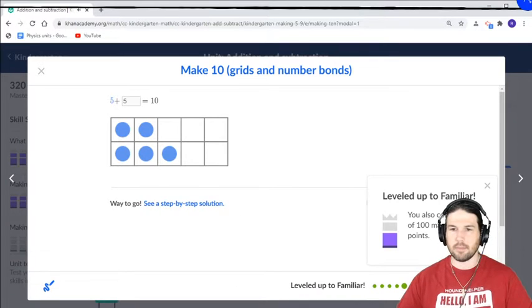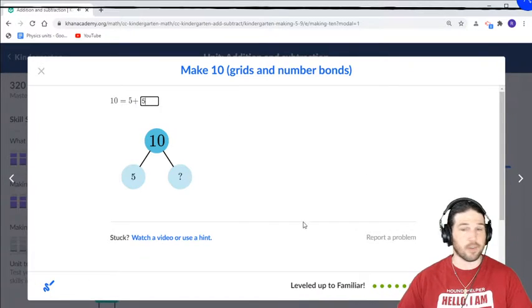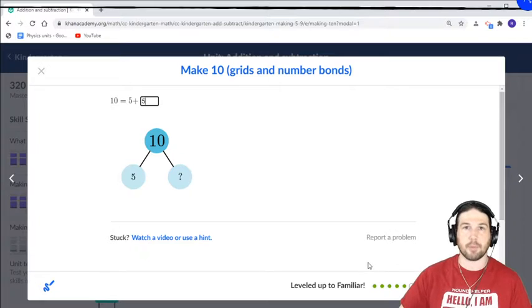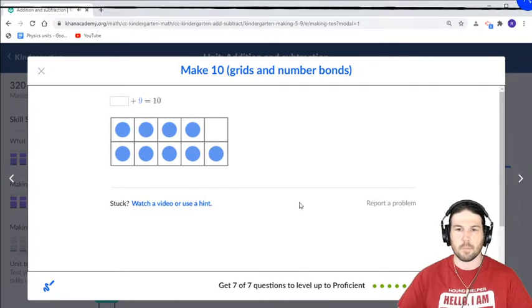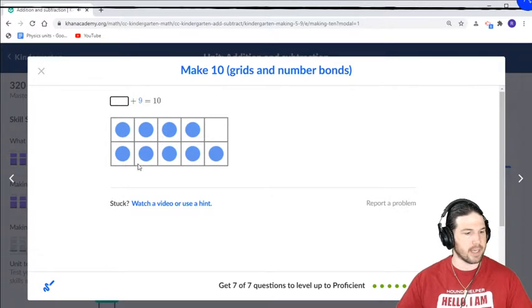3 plus 7 is 10. 5 plus 5 is 10. 10 is 5 plus 5. I like that it's showing the same problem with 2 different visualizations. That's really nice. And then 1 plus 9 is 10.